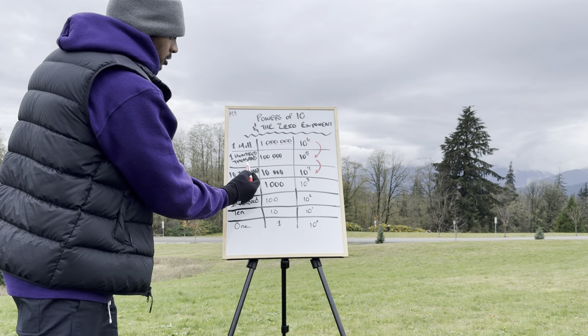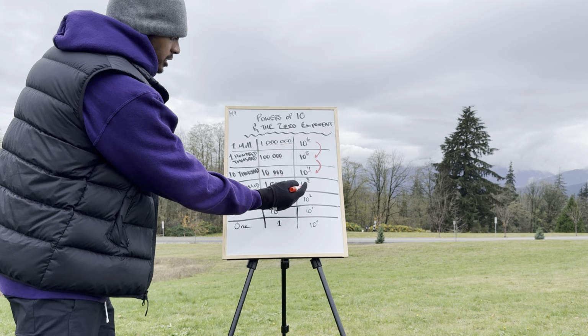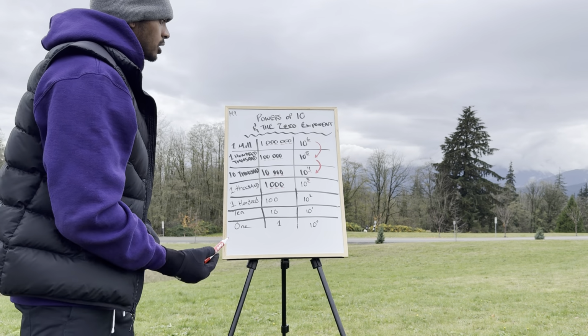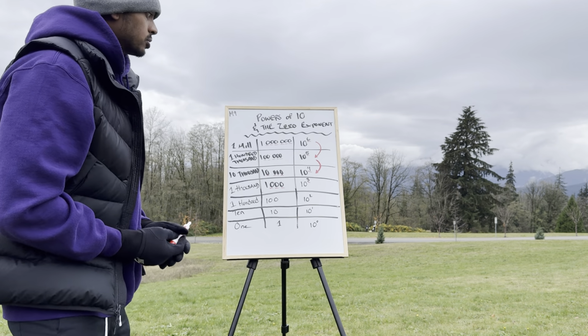The 100,000 has 1, 2, 3, 4, 5 zeros, and it's to the exponent 5. 10,000, 1, 2, 3, 4, to the power of 4. How about 1,000? 1,000 is to the power of 3 with 3 zeros. So there's a pattern emerging here. To figure out what exponent to use, you need to know how many zeros you need to add.